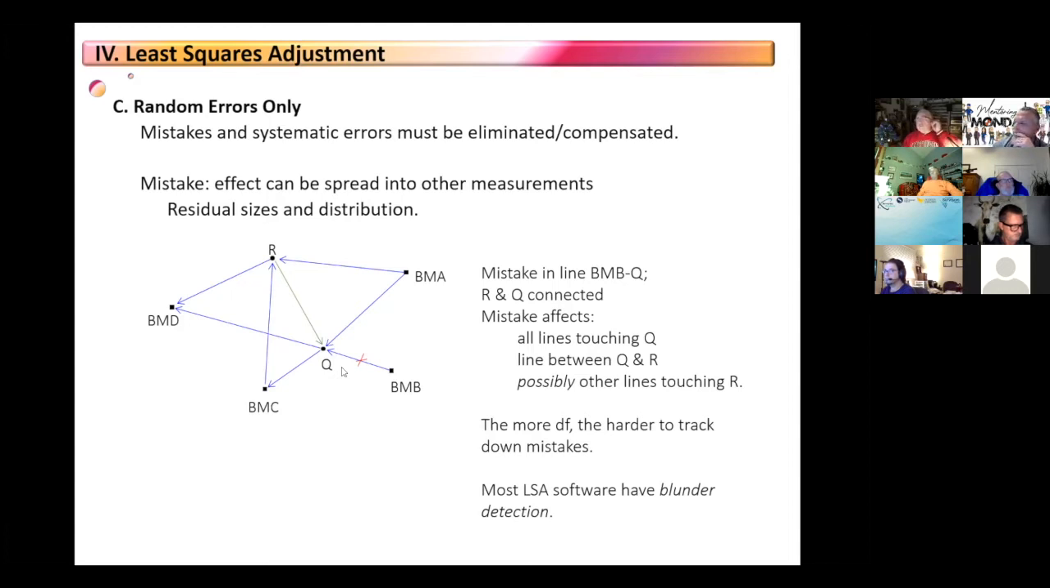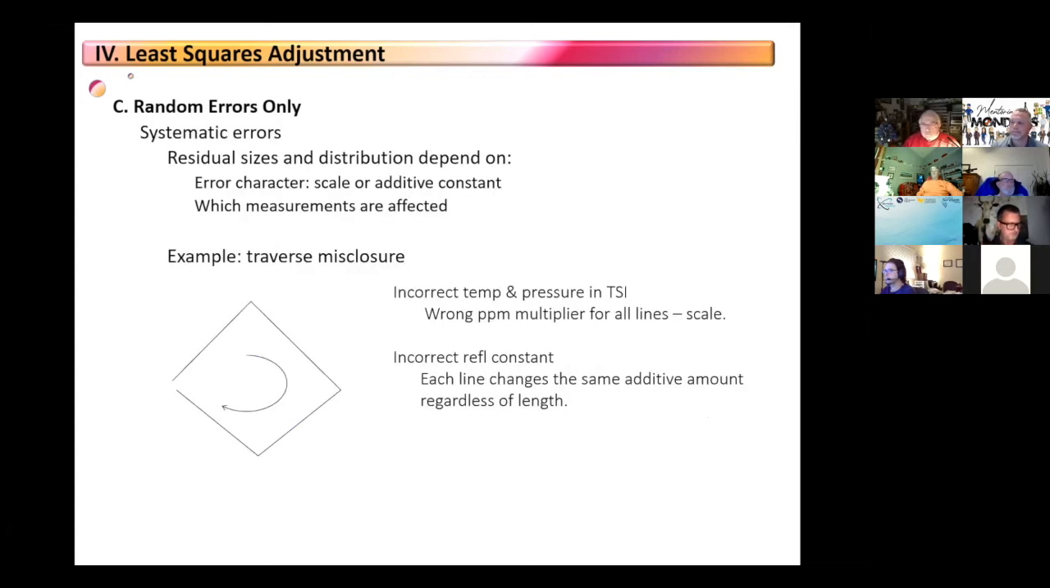So the blunder detection can help us track that down, although it's not always a clean one, depending on how many unknowns there are and how many connections there are. But the more the degrees of freedom, the harder it becomes to track down those mistakes.